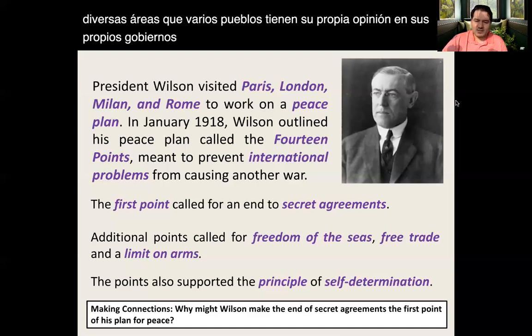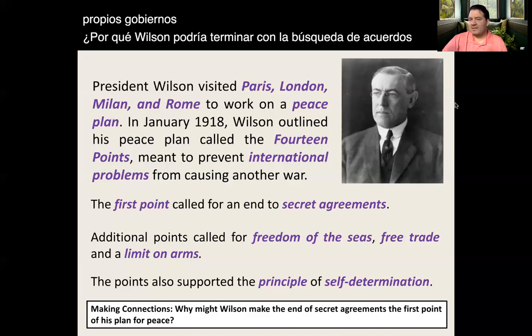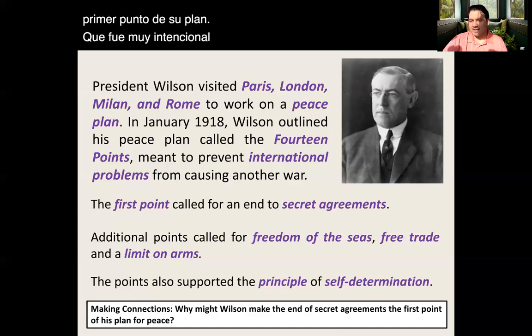Now, why might Wilson make the end of secret agreements the first point of his plan? He was very intentional in doing so. Think about why he might do that.